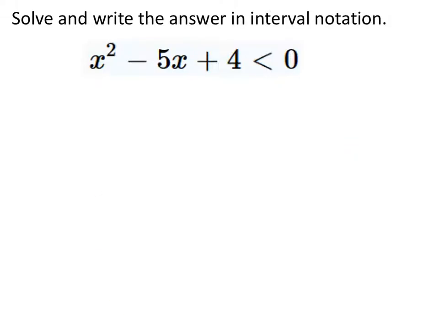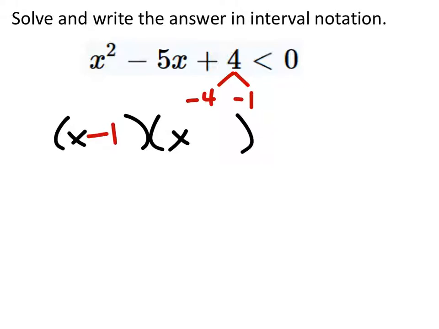Next: x squared minus 5x plus 4 is less than 0. Let's factor this, because you guys like to factor. You could use the quadratic formula on this. I'm going to use negative 4 and negative 1, which would add up to negative 5. And this one is nice because we can break it up directly into x minus 4 and x minus 1.